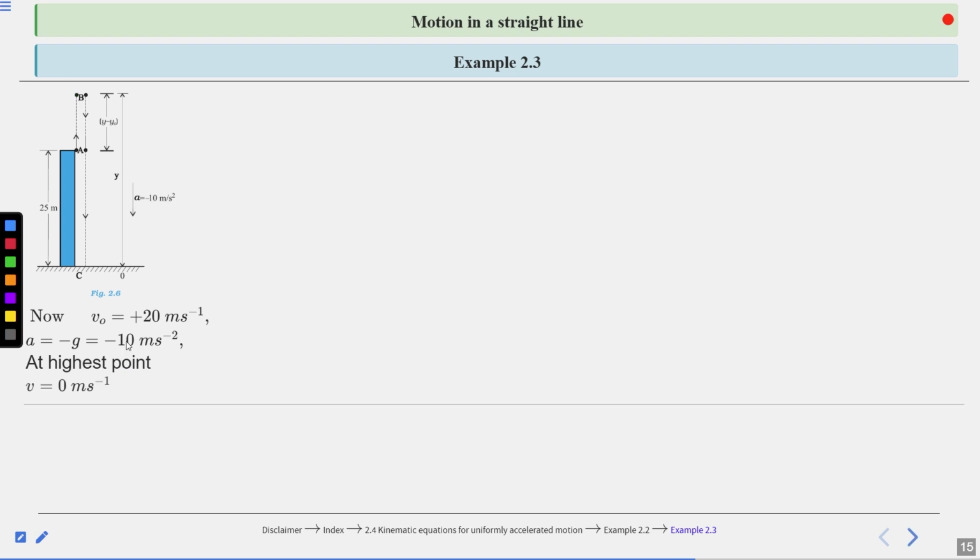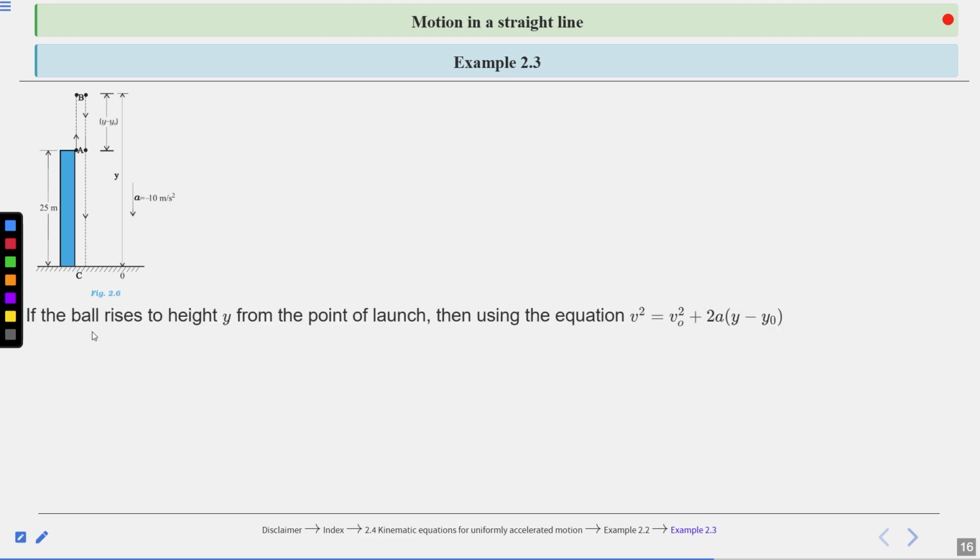So velocity is 0 at the highest point. We know that at the highest point, velocity is 0. If the ball rises to the height y from the point of launch, then using the equation v squared is equal to v naught squared plus 2a (y minus y naught).